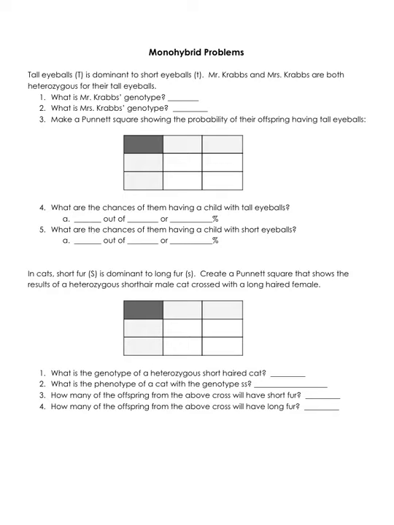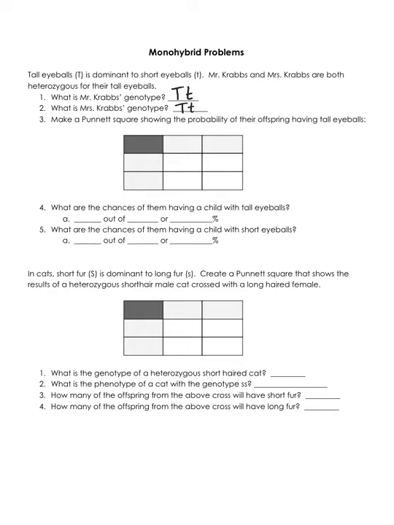So first, let's talk about Mr. and Mrs. Crab. Tall eyeballs are dominant to short eyeballs, and Mr. Crab and Mrs. Crab are both heterozygous for their tall eyeballs. So Mr. Crab's genotype, if he's heterozygous, is going to be capital T, small t. And Mrs. Crab's genotype, if she's also heterozygous, is capital T, small t. And so then we're going to make a Punnett square that shows the probability of their offspring having tall eyeballs.